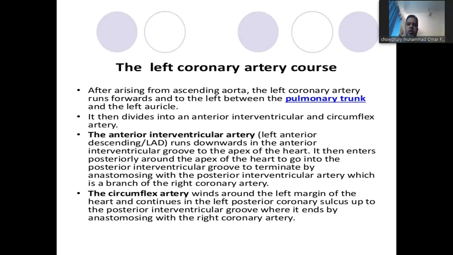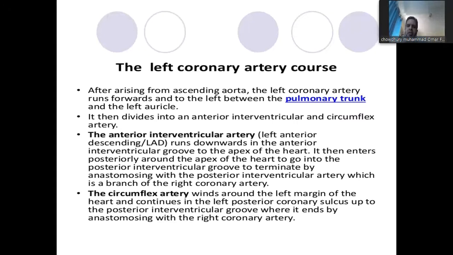Now shortly, the course of the left coronary artery. After arising from the ascending aorta, the left coronary artery runs forwards and to the left between the pulmonary trunk and left auricle. It then divides into an anterior interventricular and circumflex artery.